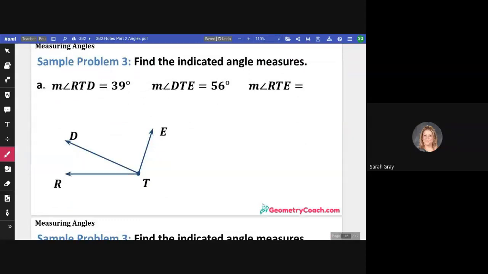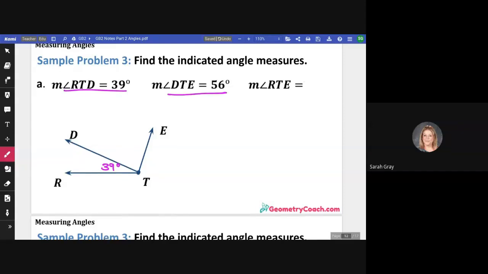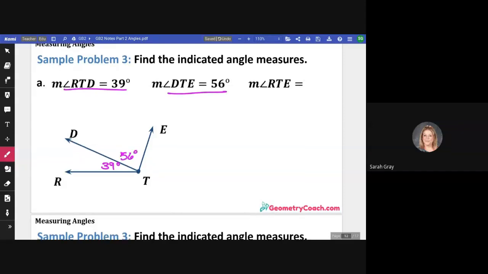So we're going to use the angle addition postulate to find some missing angles. First thing is you should start labeling what you know. You know that the measure of angle RTD is 39, so I'm going to write 39 in that angle corner. Okay. We know that the angle DTE is 56. And then angle RTE is the whole thing.